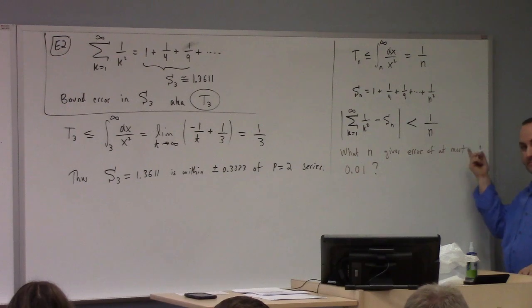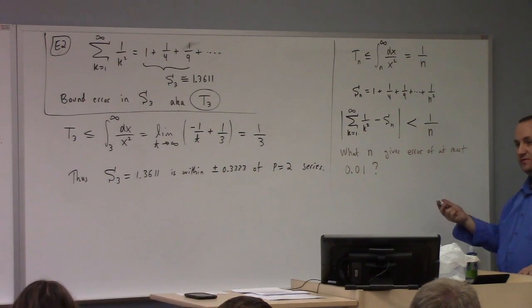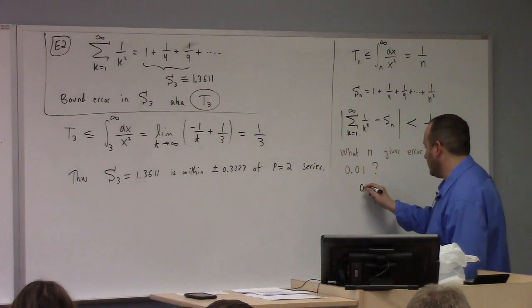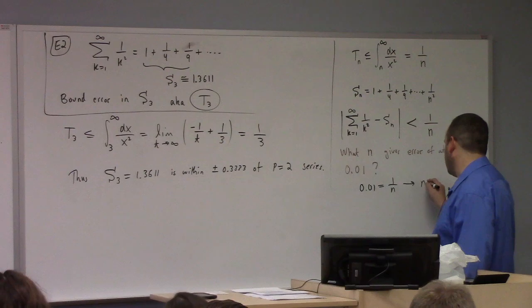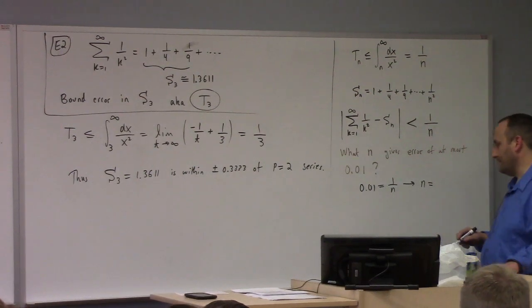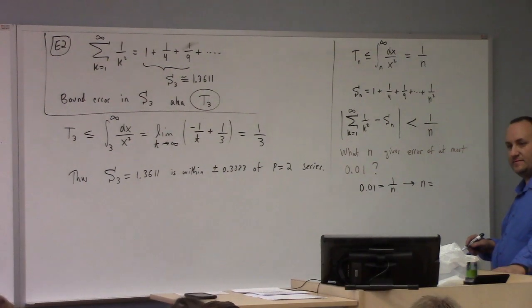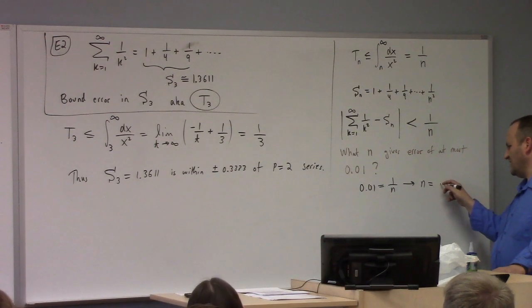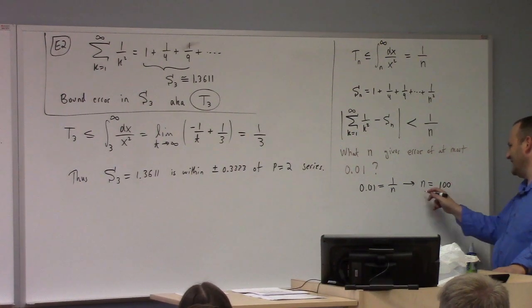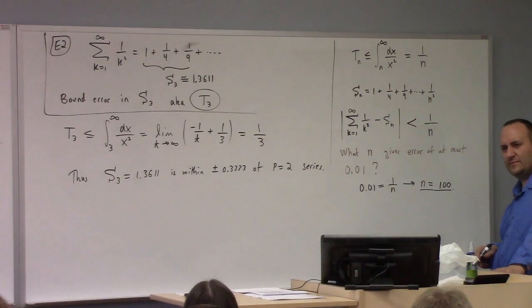what should I make n here? You just put 0.01 and set it equal to 1 over n, and what's that tell us n should be? What's 1 over 0.01? Oh, looks like 100, right? So if we use the 100th partial sum in this case, we should get within about 0.01.